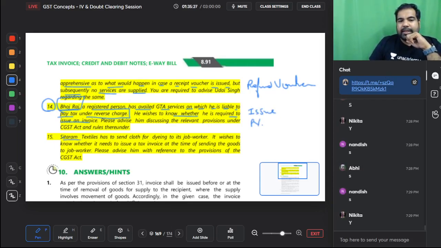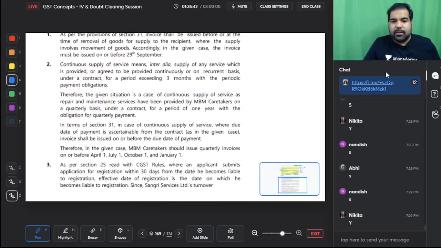Next, Sitaram Textiles has to send cloth for dyeing to a job worker. He wishes to know whether he needs to issue a tax invoice. For job worker, you don't need to issue a tax invoice. You need to issue a delivery challan. Perfect, guys. These are the questions.